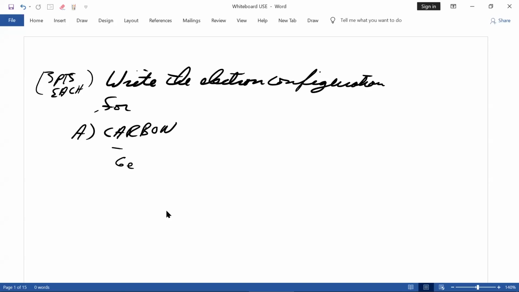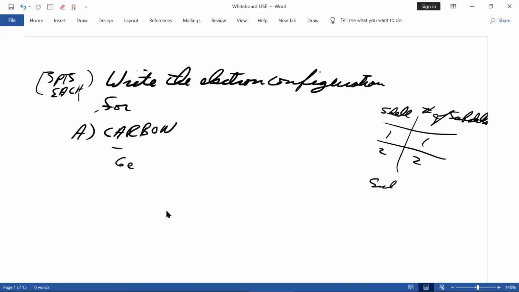So we now know we have 6 electrons. And let me put over here shell and number of subshells. And I'll put this other table, only do the first 2 entries.